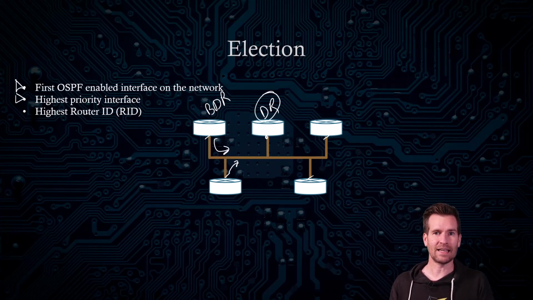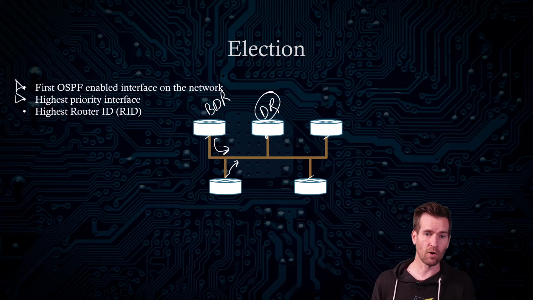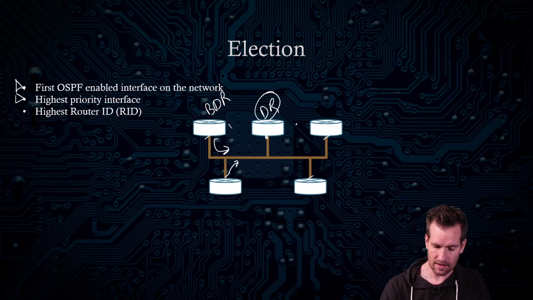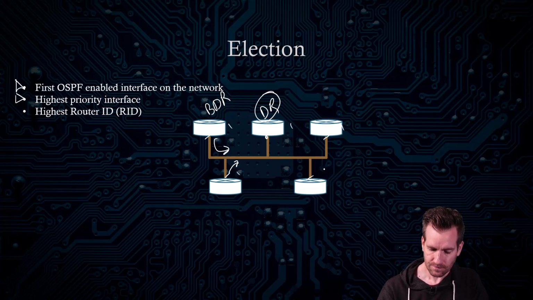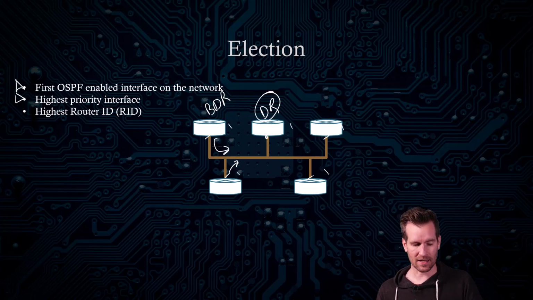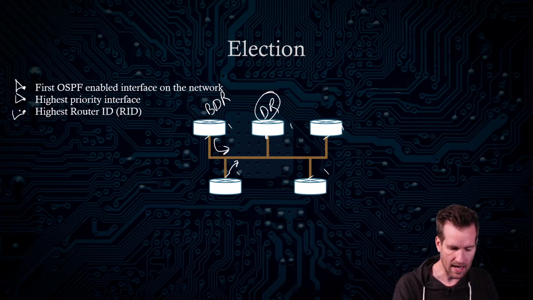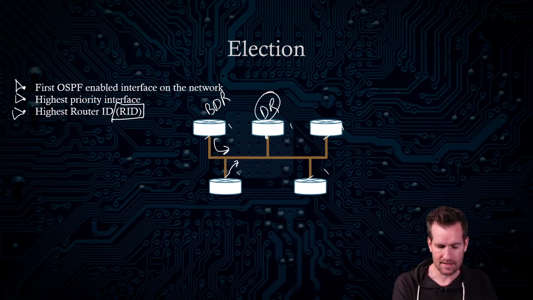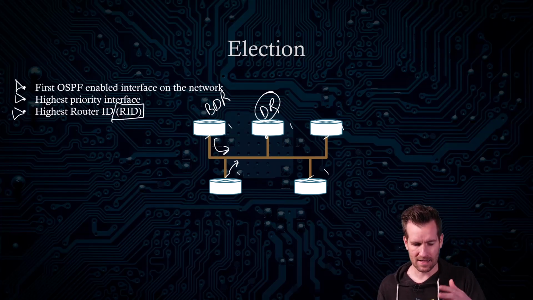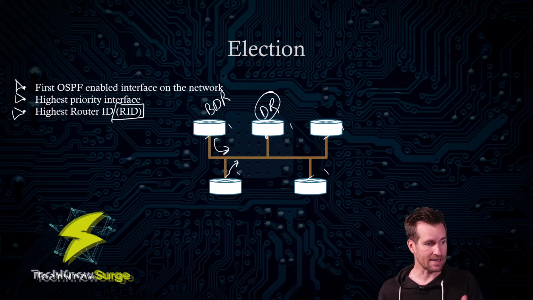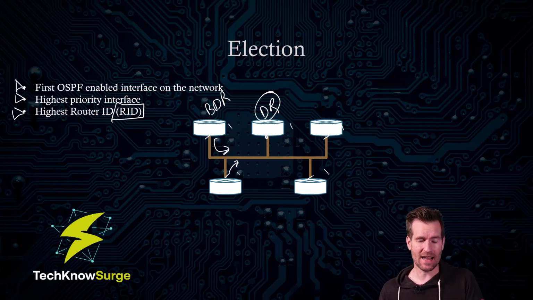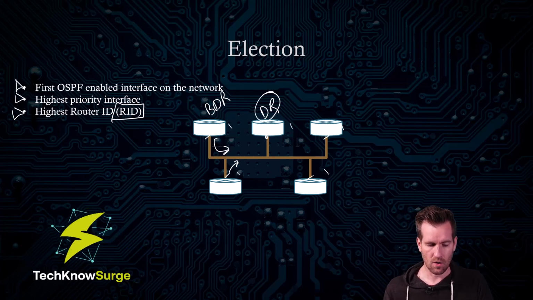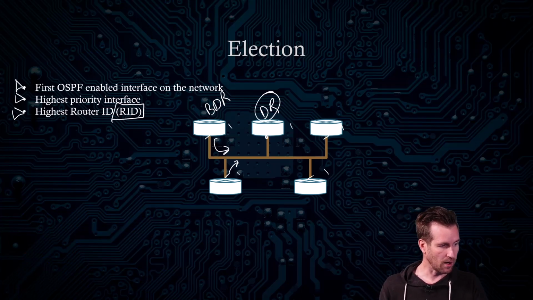But let's say we don't set the priority on that. Well, the default priority is 1, and if all of these are set to the default priority of 1, then that's not going to be a good selection process. Then it goes to the highest router ID. And there's quite a bit to the router ID. That can actually be several different things, but just realize that each one of these devices has a router ID, and that router ID actually carries out a few functions. So that is going to be an important part of this whole process.